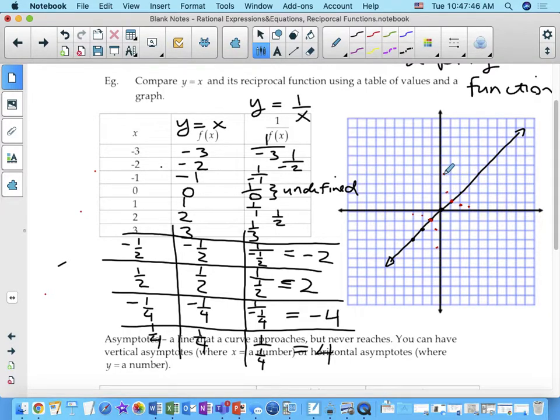Okay, so if we see what's happening here, it looks like there's a curve that's going like this. And there's another curve that's going like this. That is the reciprocal function. Okay?